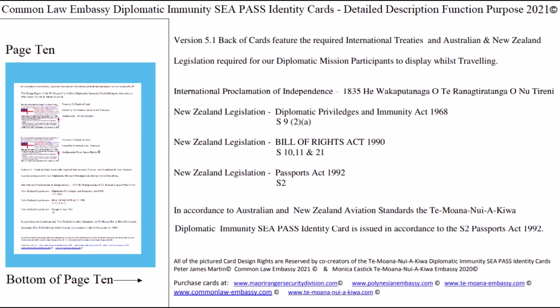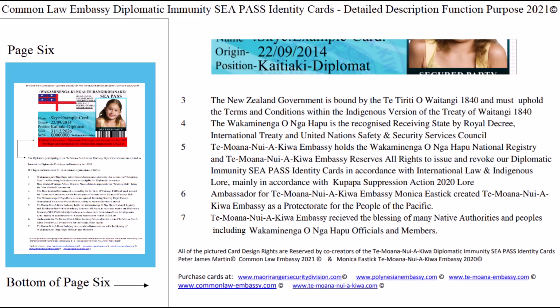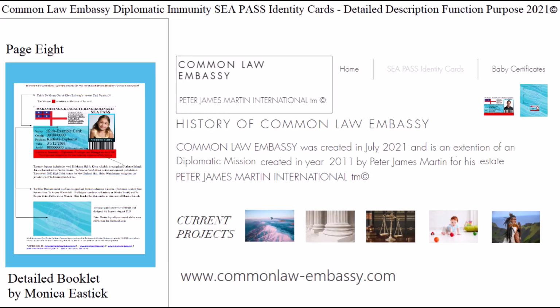In accordance to Australian and New Zealand aviation standards, the Te-Moana-Nui-A-Kiwa Diplomatic Immunity C-Pass Identity Card is issued in accordance with the Passports Act and complies with aviation standards. In 2011, after Peter had exited the New Zealand government, he was recognised by the Internal Affairs Minister at the time as head of state of his personal estate, which was the Peter James Martin International. And Peter activated a diplomatic commission in 2011, and that's when he first started making these diplomatic immunity cards.